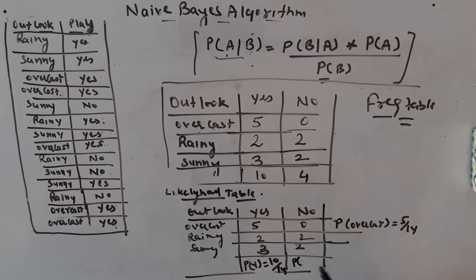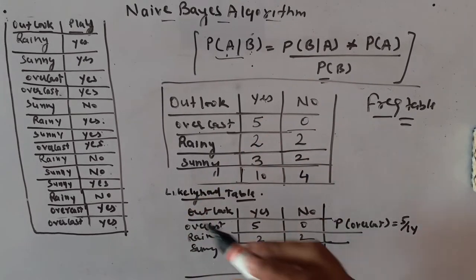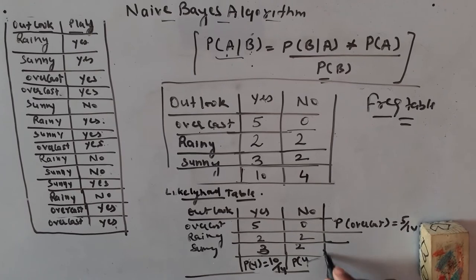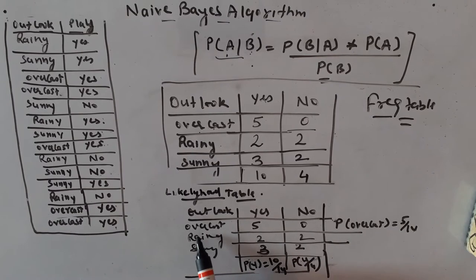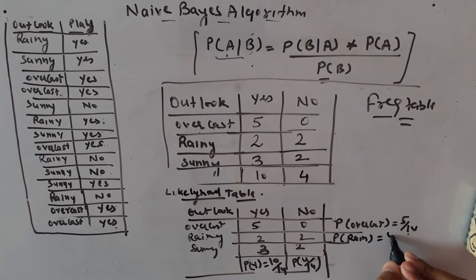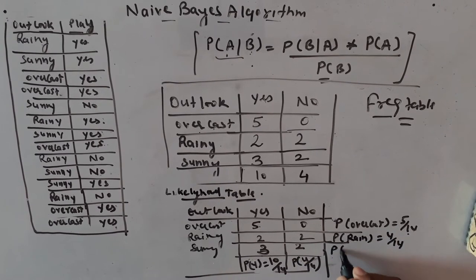And the probability of the game not happening is 4 by 14. In any condition, whatever the weather, there are four occurrences of no, out of 14 total. In a similar way, the probability of overcast is 5 divided by 14, the probability of rainy is 4 by 14, and the probability of sunny is again 5 by 14.